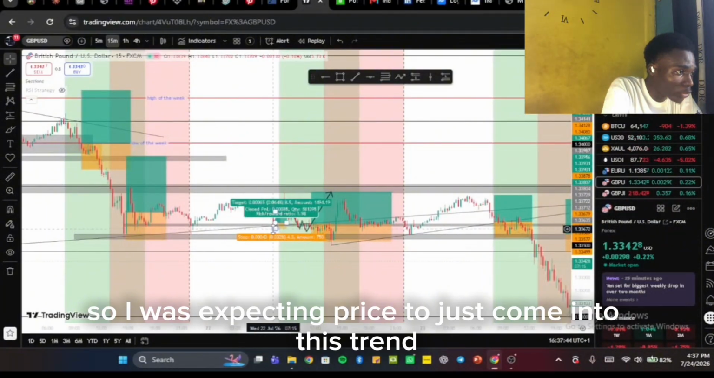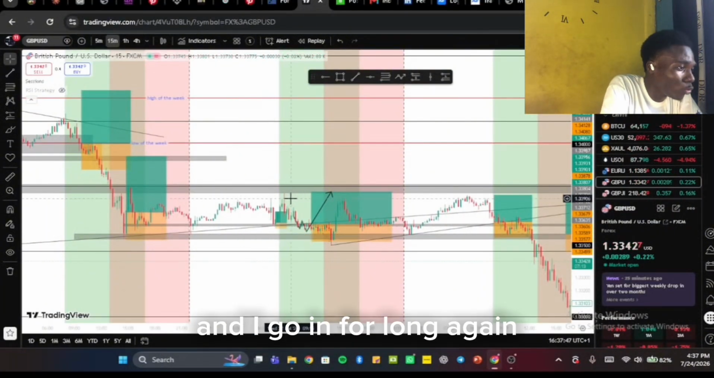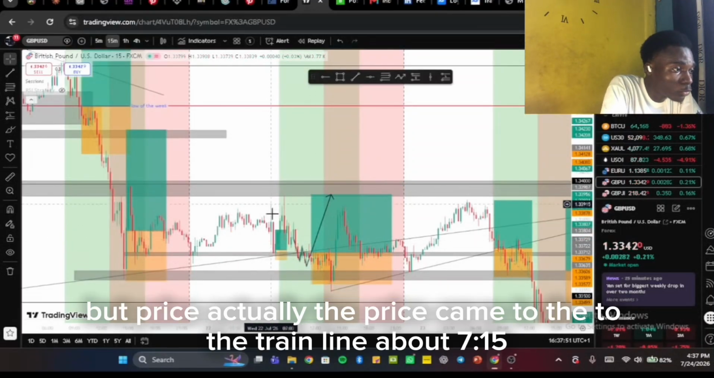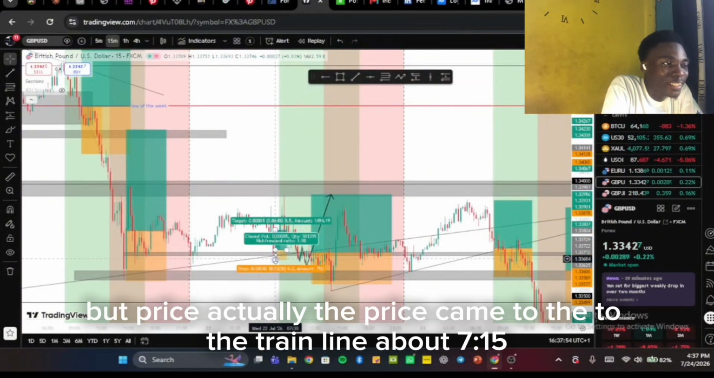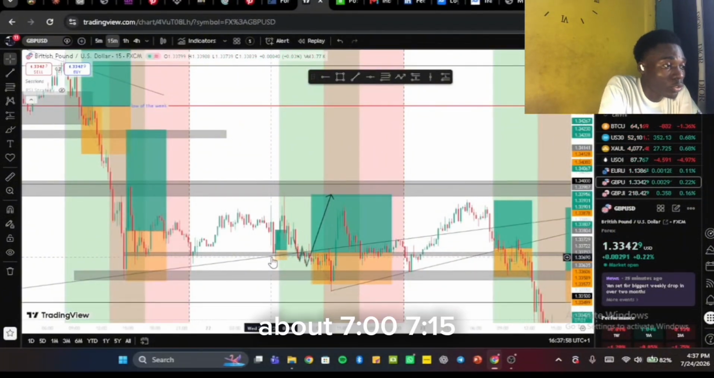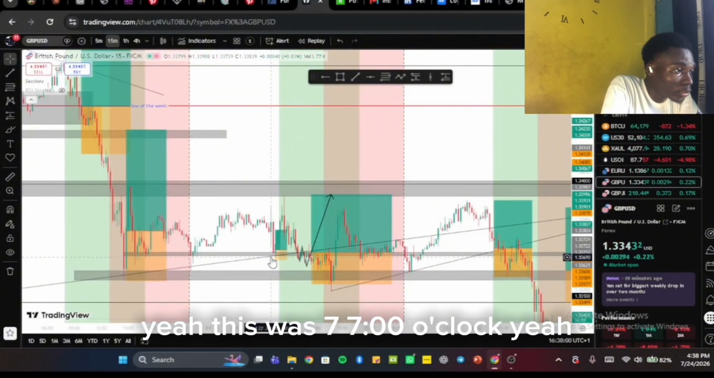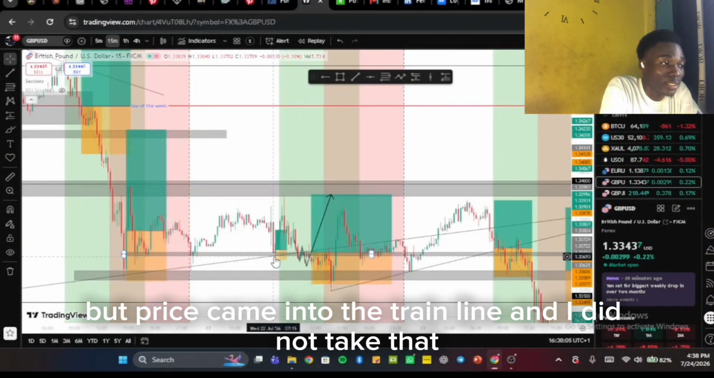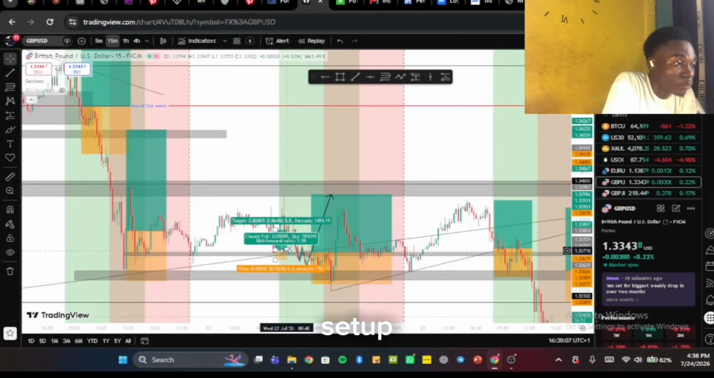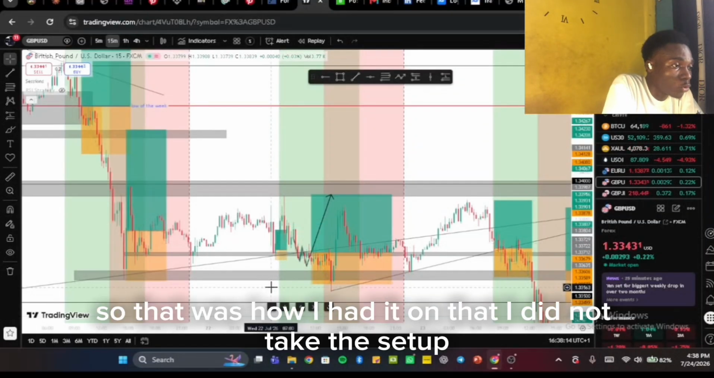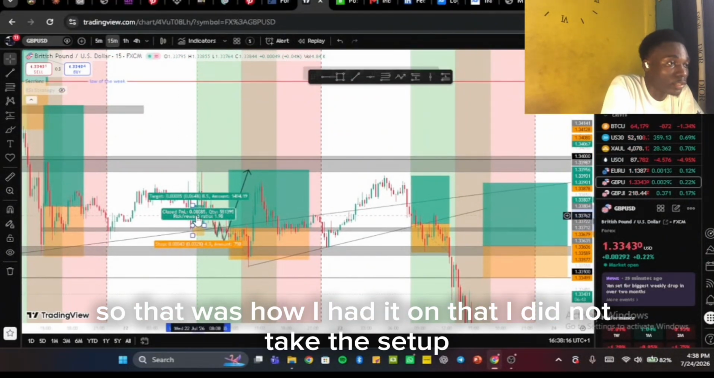I was expecting price to come into this trend line and I go in for longs again. Price came to the trend line around 7:15, but I did not take that setup because it was not during the time I actually take trades, which is 8 a.m. I don't take trades before 8 a.m.